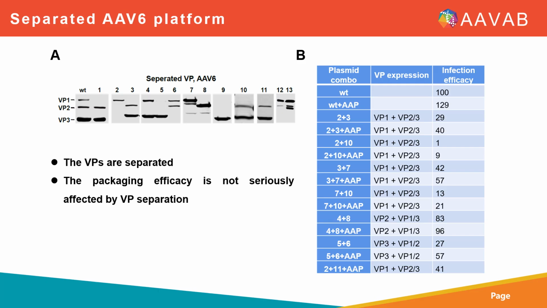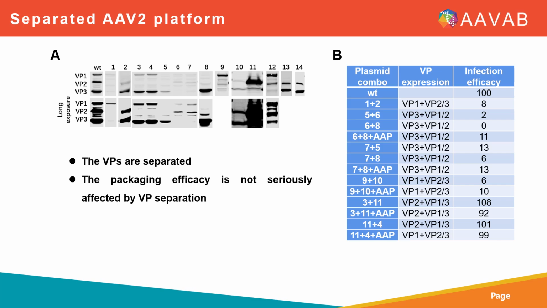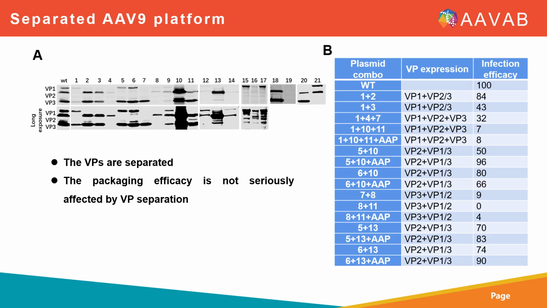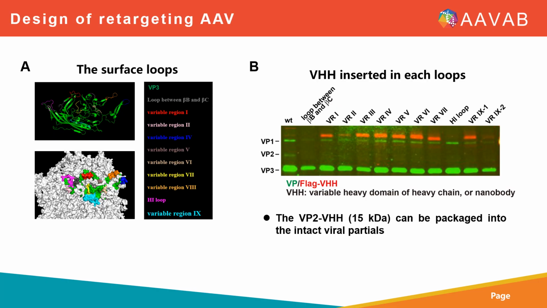As shown in Western blot, the VPs are separated quite well for the packaging test. Not all combinations with all 3 VPs are maintained, such as this combo. The packaging of AAV is severely affected. This might be caused by an improper mutation, which may affect the expression of other key AAV proteins. The separation platform is also built in AAV2, AAV5, and AAV9.